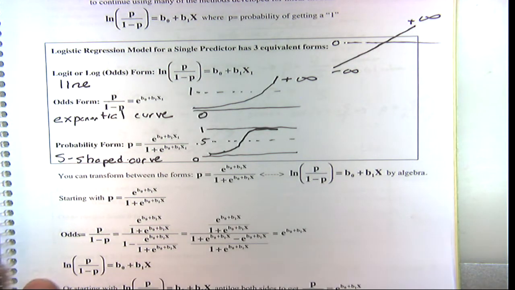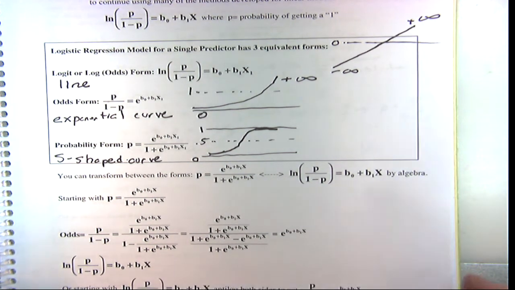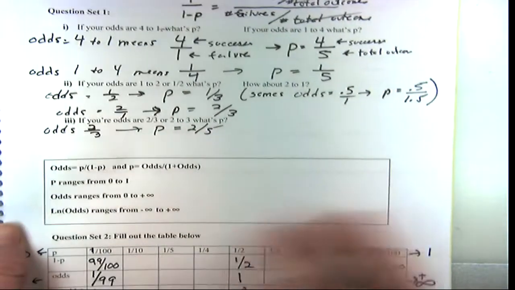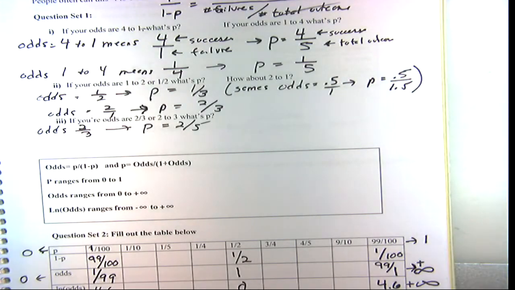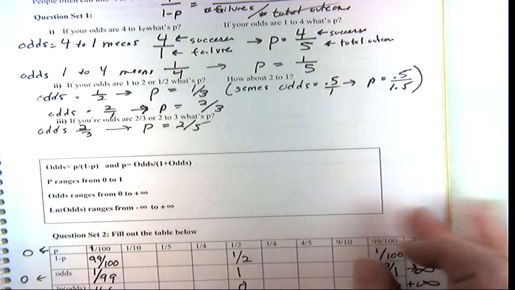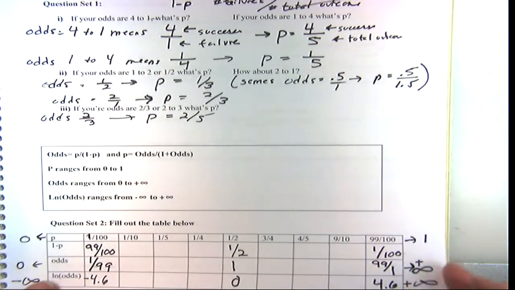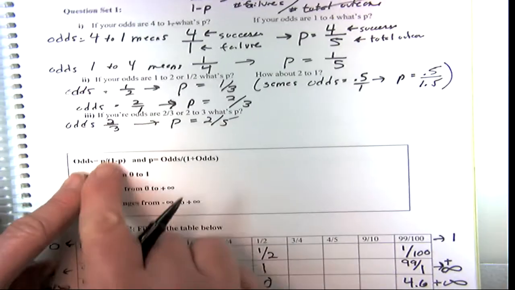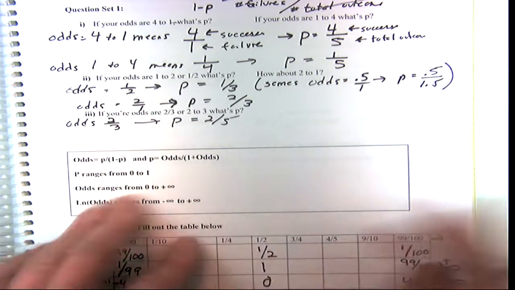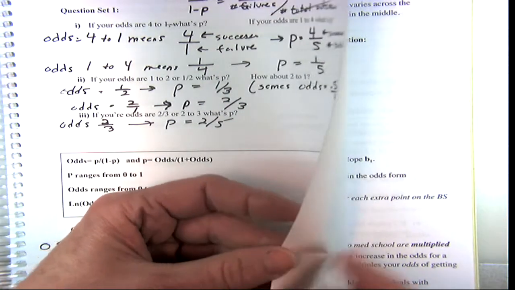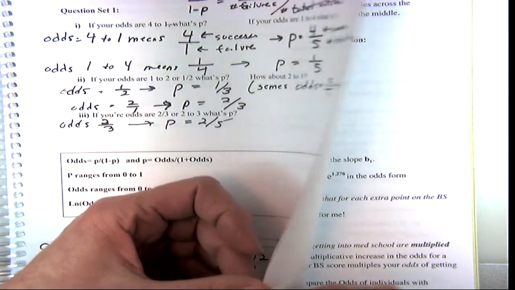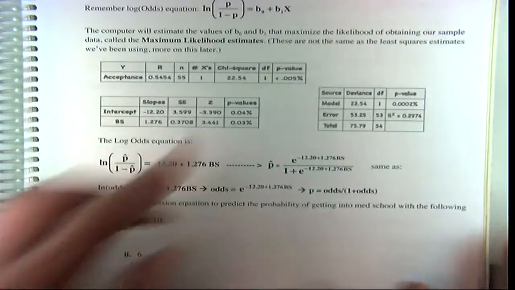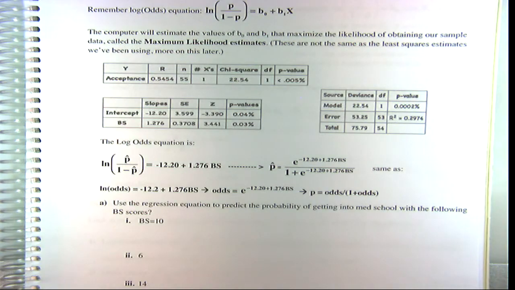All right, any questions so far? Those are our 3 forms right here, and here's how we go back and forth between them. And now what should we do? All right, so let's make predictions using these log odds equations.